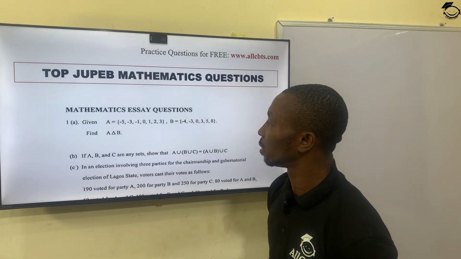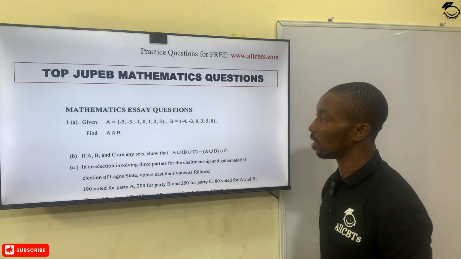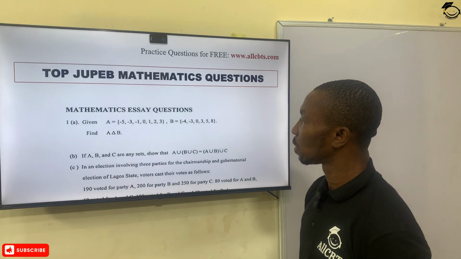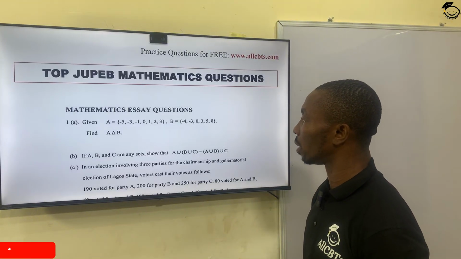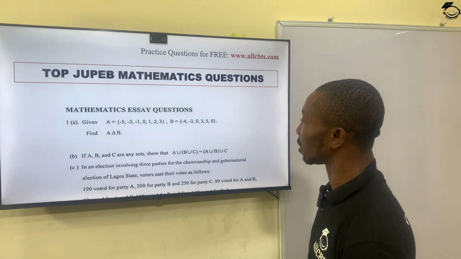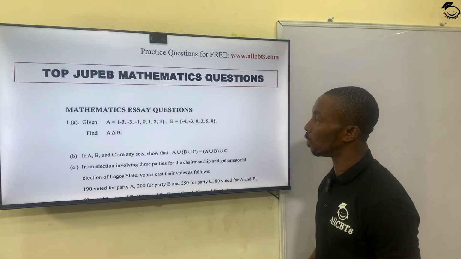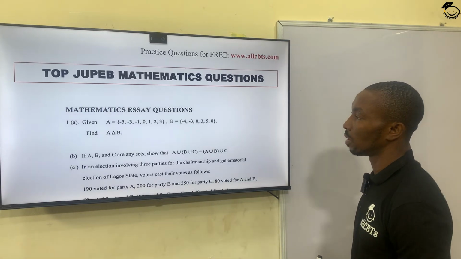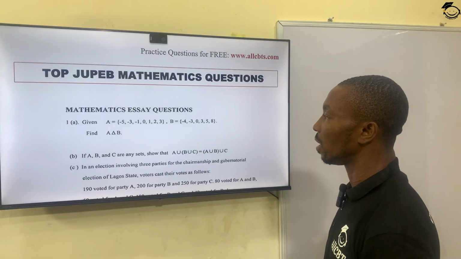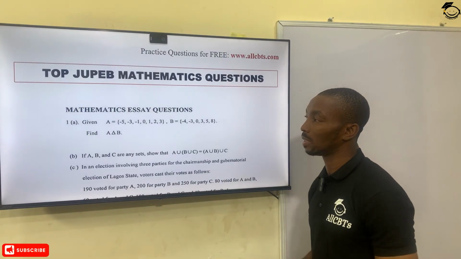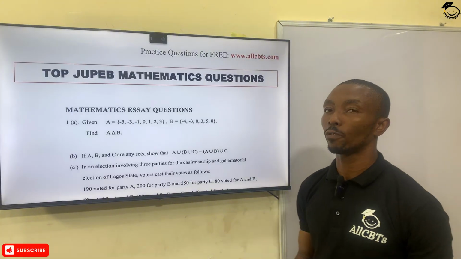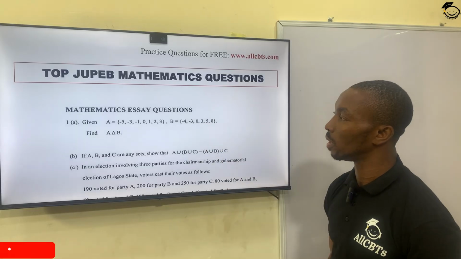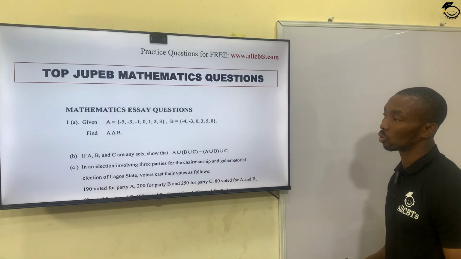Now, our first question is: given that set A is minus 5, minus 3, minus 1, 0, 1, 2, 3, and our set B is minus 4, minus 3, 0, 3, 5, and 8. We are asked to find A delta B. For us to find A delta B, it simply means we are looking for the symmetrical difference between set A and set B. Now, how do we calculate our symmetrical difference?